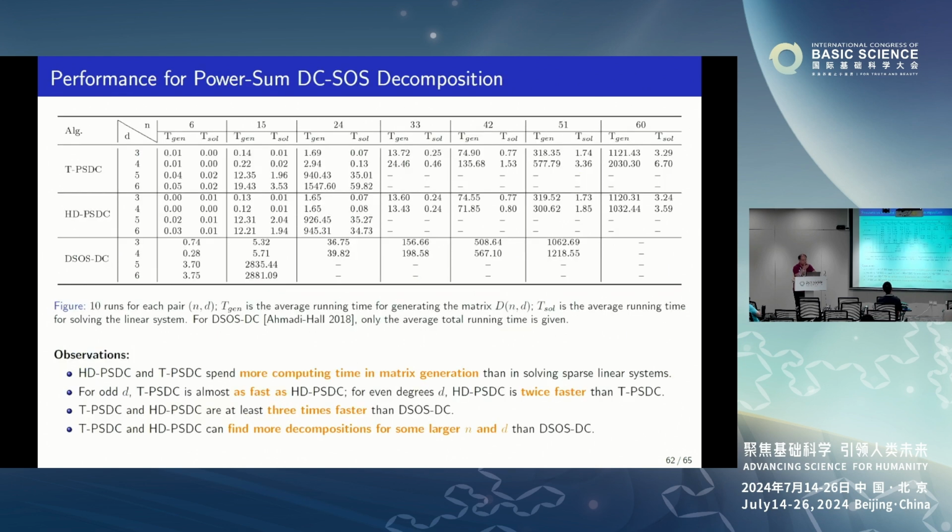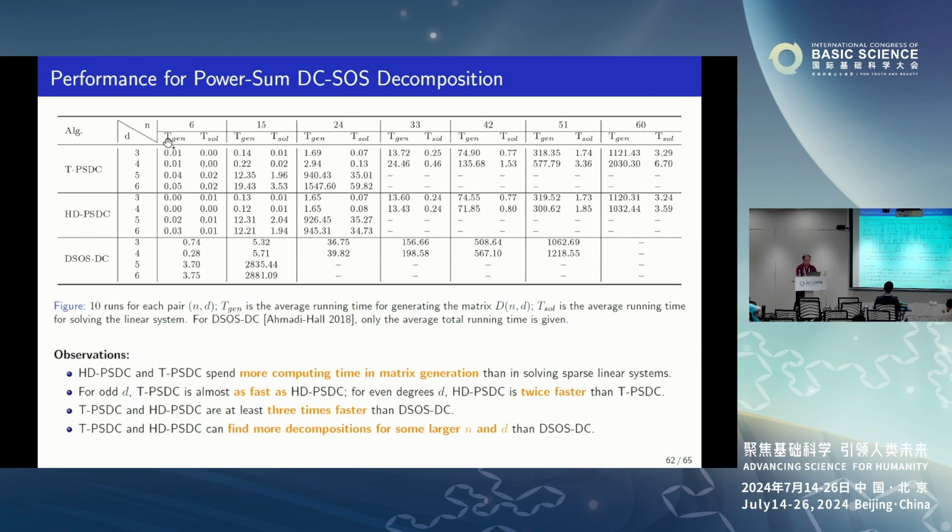And here is the performance of power sum decomposition. Here we compared with the DC-SOS proposed in the paper of AAA, with respect to the increase in the number of variables and the degree of the polynomials, and we compare the computing time. Because they're different kinds of technique, we cannot compare the quality of the decomposition. It's not the same decomposition, right? We can compare the computing time.